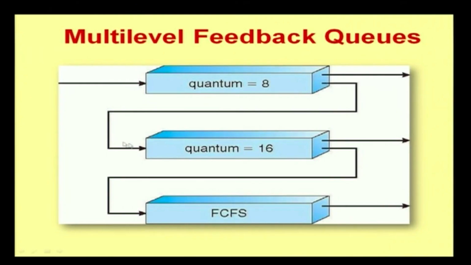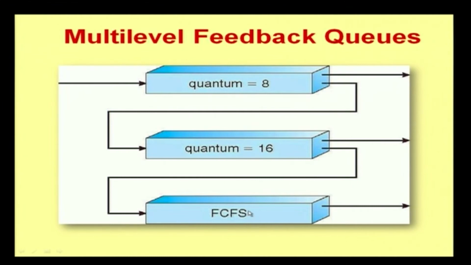So it has been given here. Say for example, this Q0 has been allocated a time frame of 8. Then if it is not able to complete, it comes over here to Q1, which has been allocated a time frame of 16. If it gets completed, then it automatically goes out of the loop. Even here, if it gets completed, it automatically goes out of the loop. If it is not able to get completed, then it goes to this FCFS.